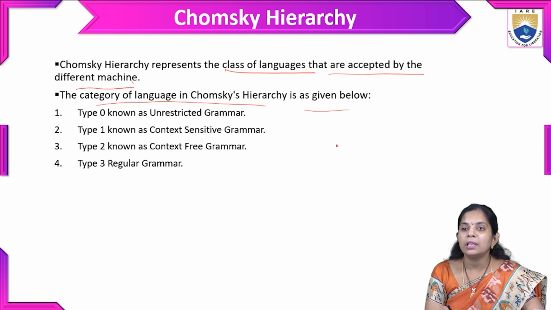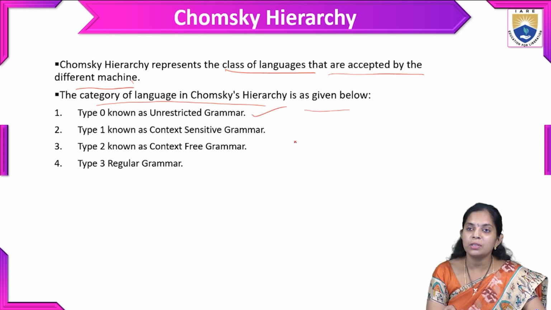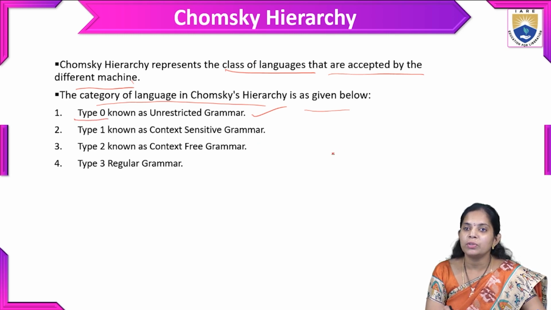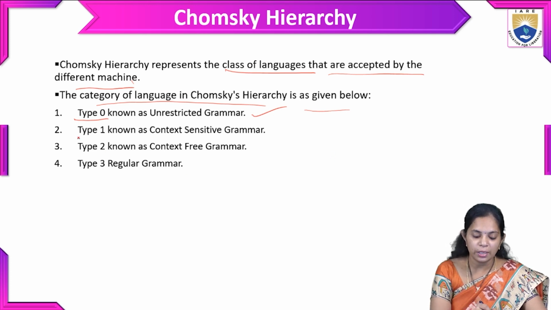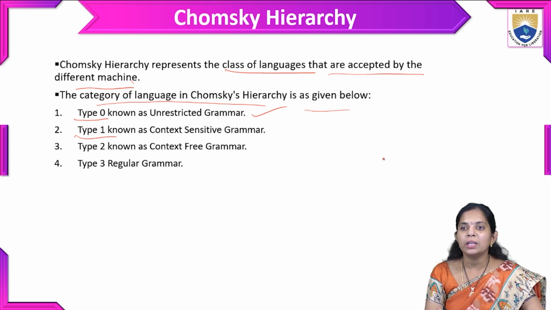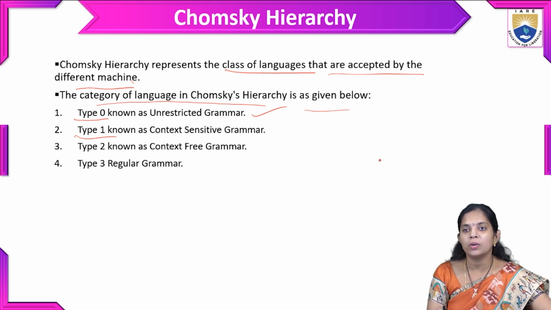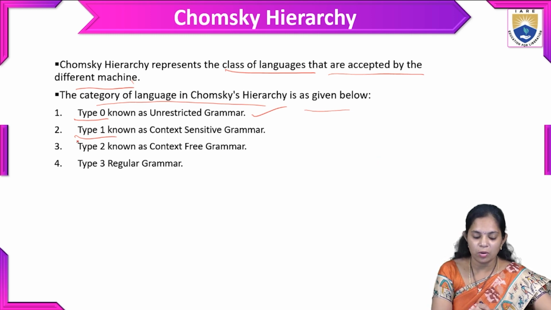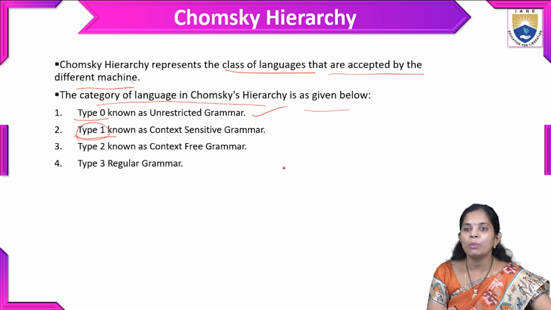What are the languages we have? Unrestricted grammar is the naming representation, type 0, which we can call an enumerated language or grammar. Next, type 1 is the context sensitive grammar, which we already discussed in the previous videos. The machine which relates to this type 1 grammar is the linear bound automata.